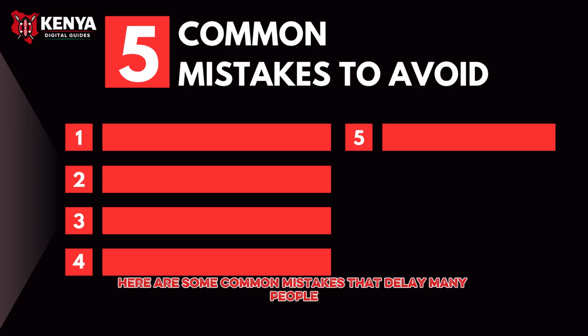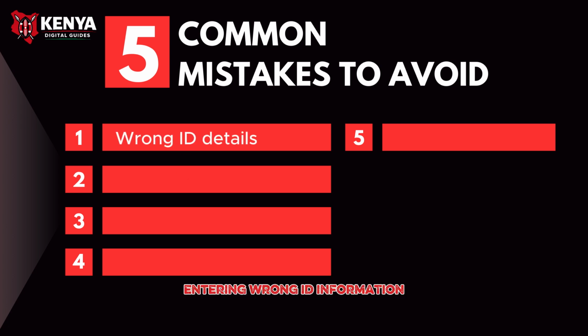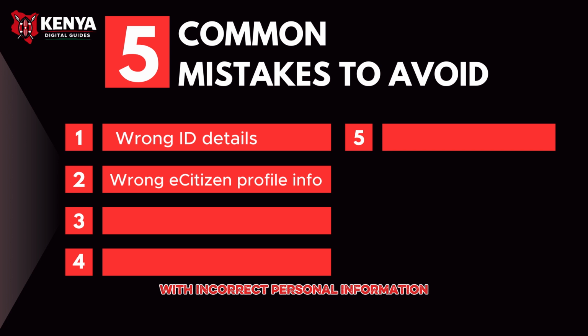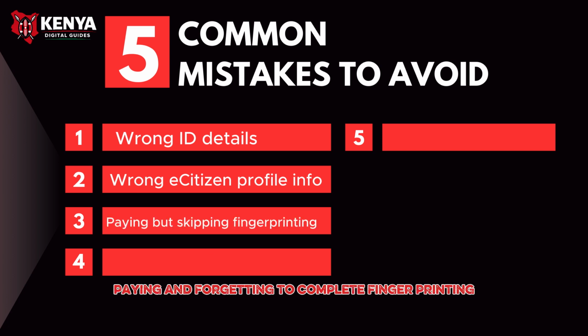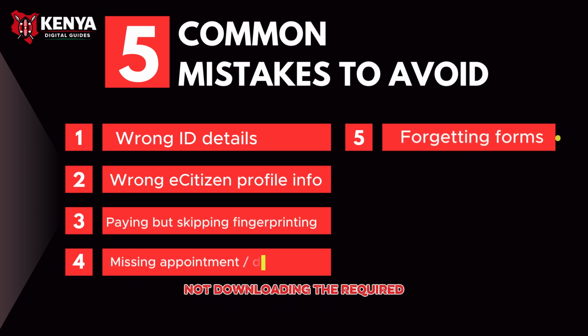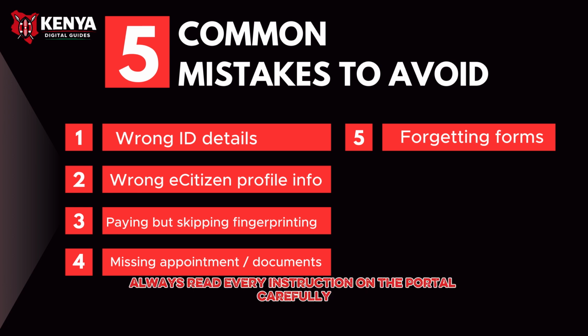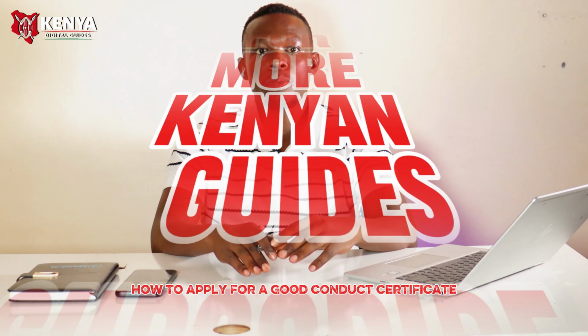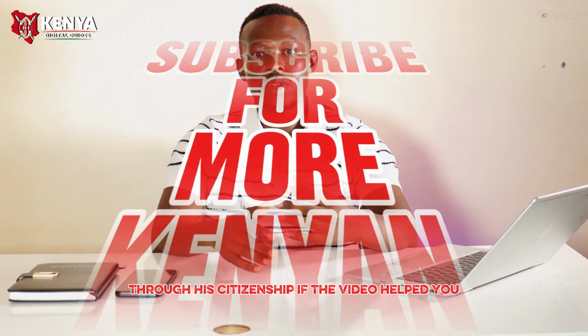Here are some common mistakes that delay many people: entering wrong ID information, using an eCitizen account with incorrect personal information, paying and forgetting to complete fingerprinting, not downloading the required documents. Always read every instruction on the portal carefully. And that's exactly how to apply for a good conduct certificate through eCitizen.